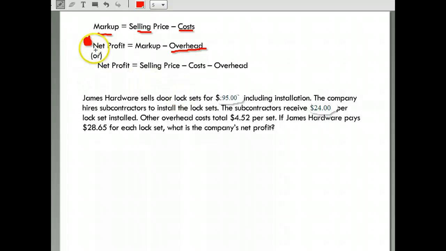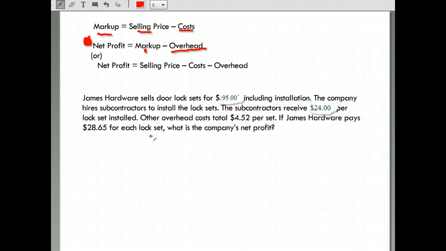Okay, so net profit is how much you actually end up making, while the markup was just the amount they added to their cost from the manufacturer in order to set the selling price. So in these next examples, we are going to be finding how much net profit they make, how much they actually make when they sell one of these items.